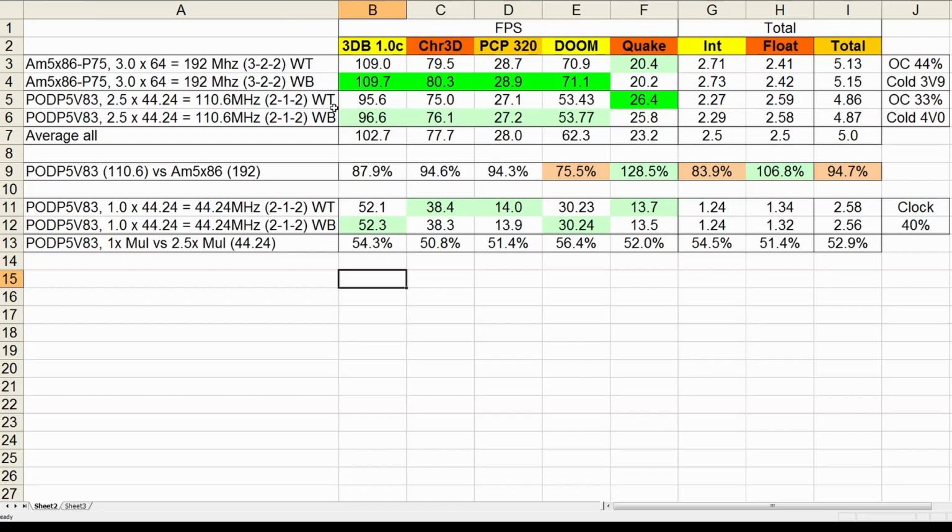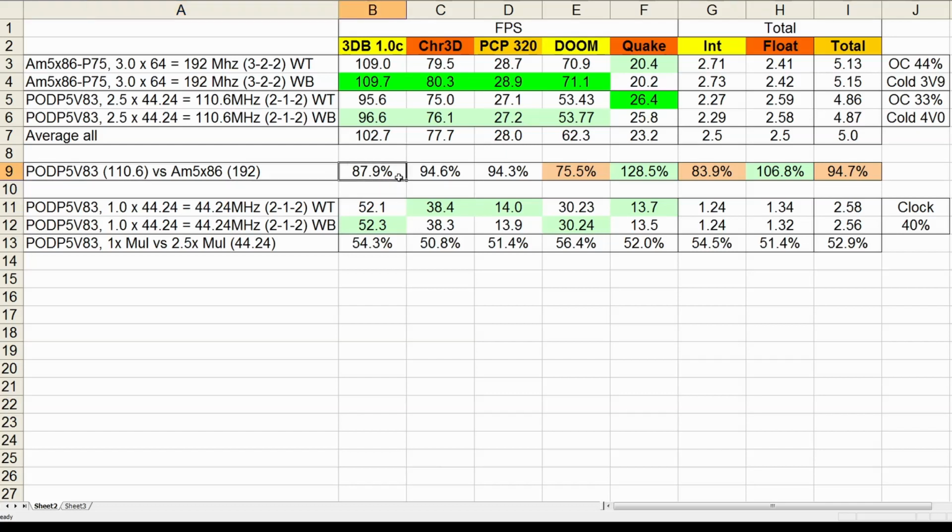And of course I measured everything, both in write through and write back mode for the level 2 cache. And things look here very similar. Every benchmark performed better in write back mode. And the only exception is Quake. So then down here I have the direct comparison between the two setups. For the calculation I used the average between the write through and write back mode.